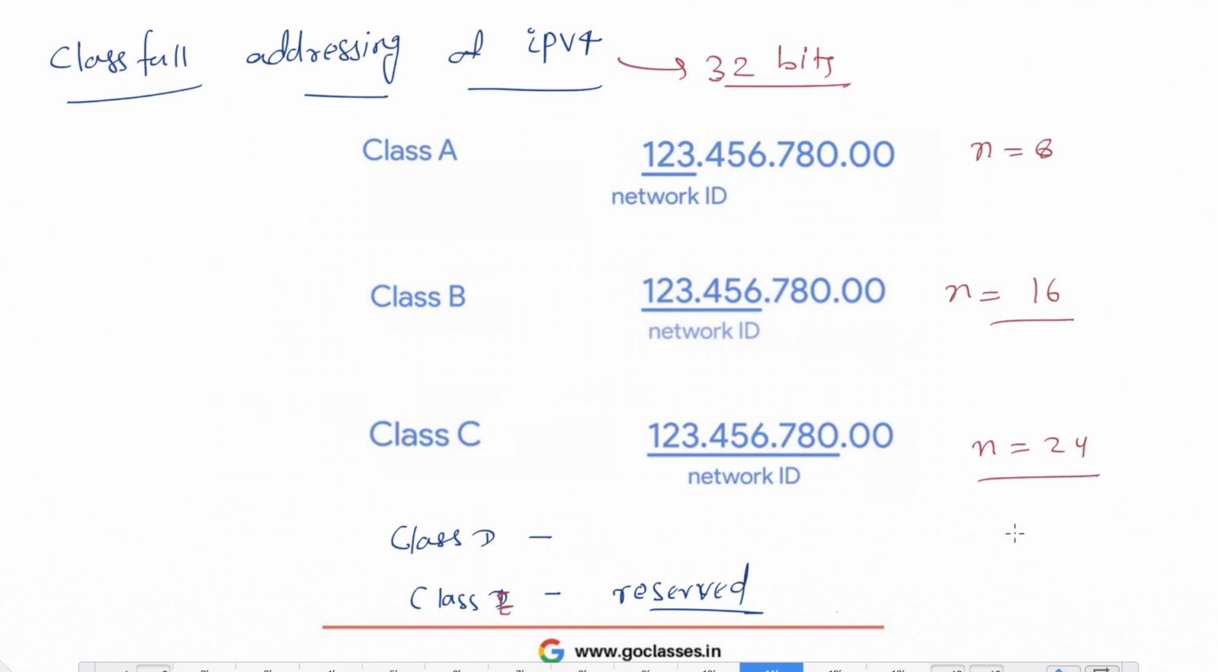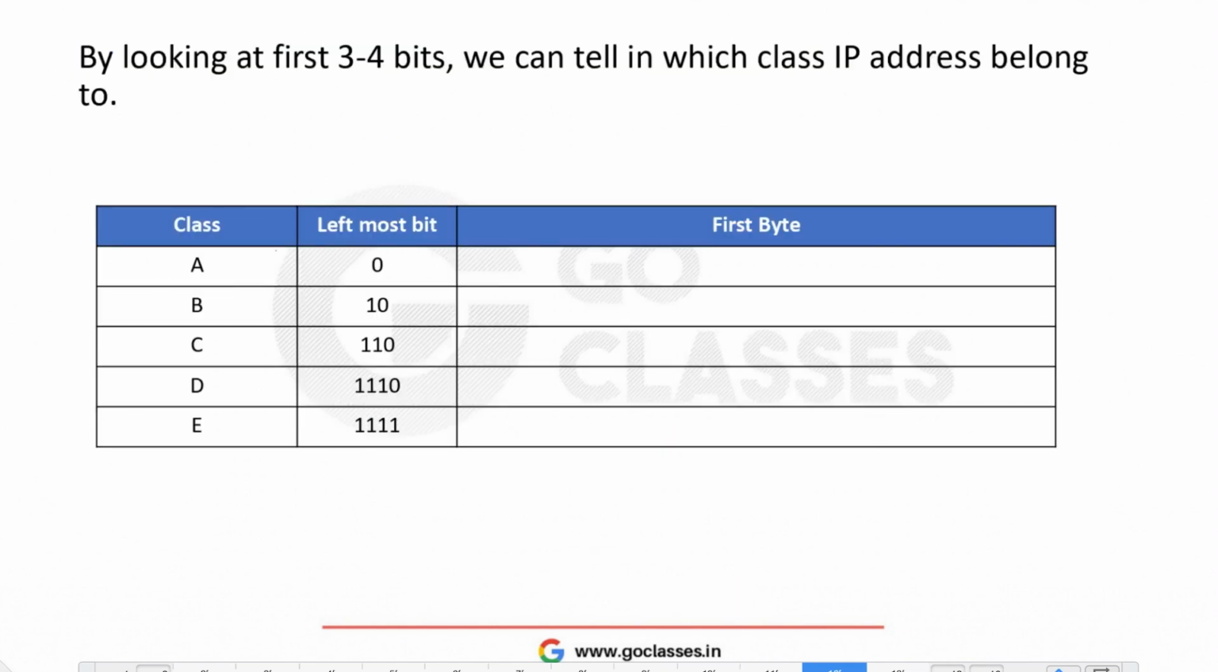Now, there is a very interesting part about it. Just by looking at the first bit, or maybe the first 3-4 bits of the address, you can tell whether it belongs to class A, class B, class C or class D. Suppose my address begins with 0, then this address must belong to class A. If you remember, there are 32 bits in the IP address, right?